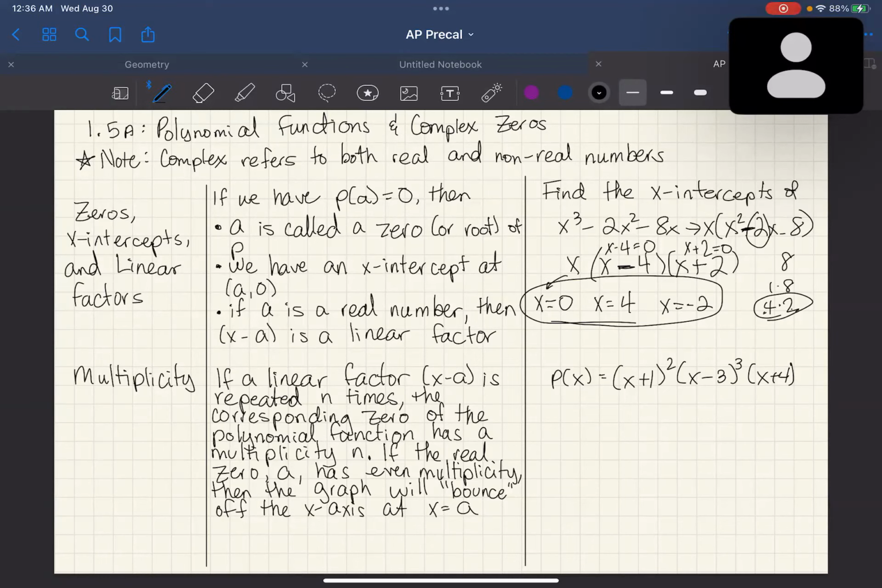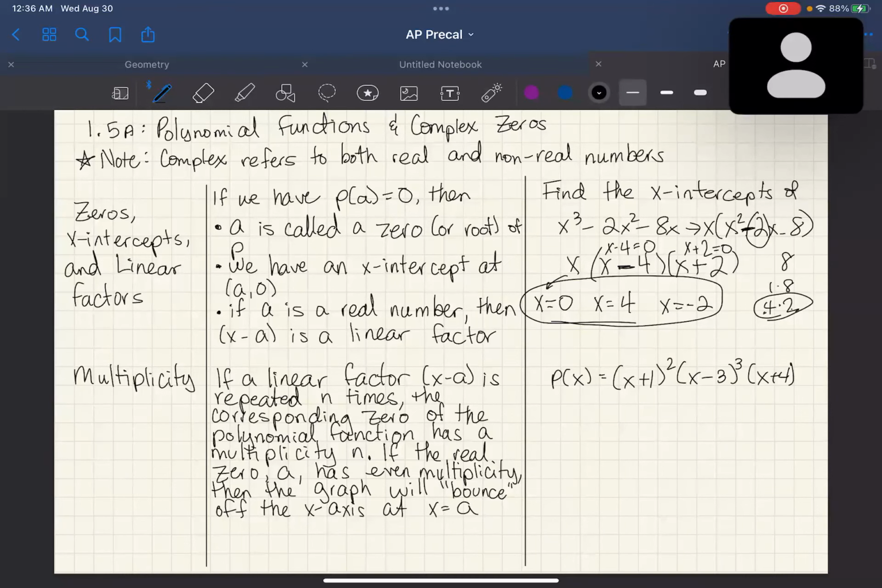Now, multiplicity. If a linear factor x minus a is repeated n times, the corresponding zero of the polynomial function has a multiplicity n. If the real zero a has even multiplicity, then the graph will bounce off the x-axis at x equals a. That's a bunch of words.